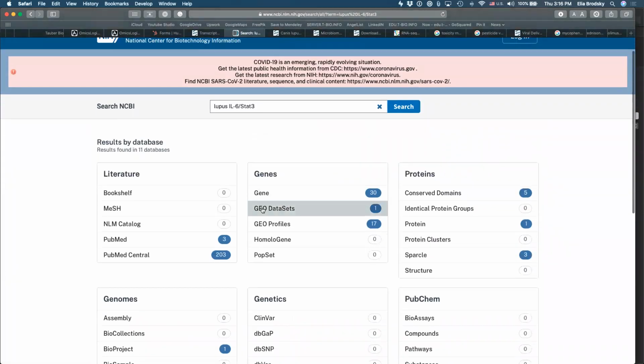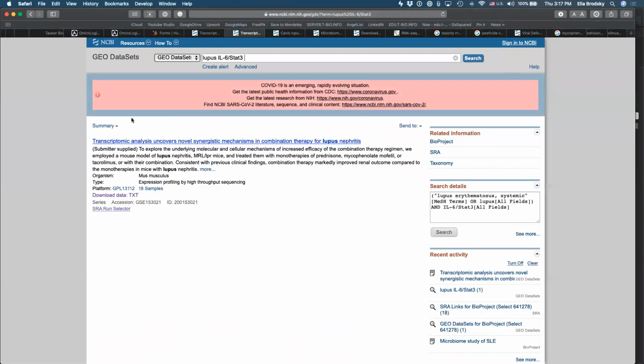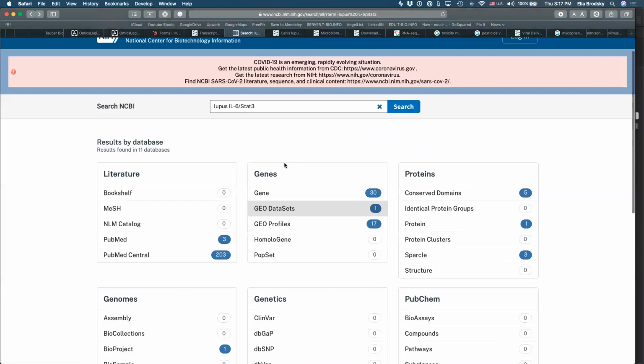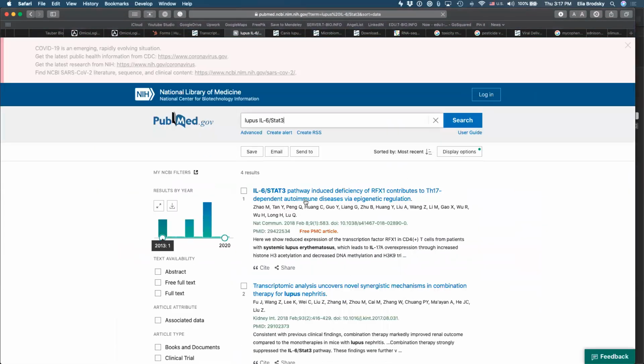Okay, and look, you have, okay, that's the one that we looked at. Let's look at other publications. Okay, so now you can see how the specific pathway actually contributes to Th17 dependent autoimmune diseases via epigenetic regulation.